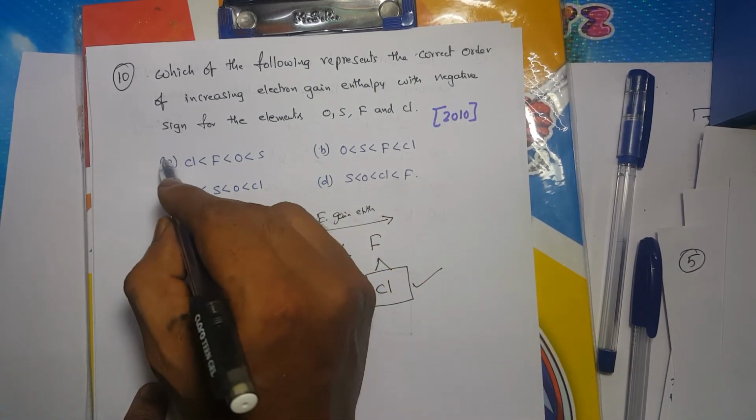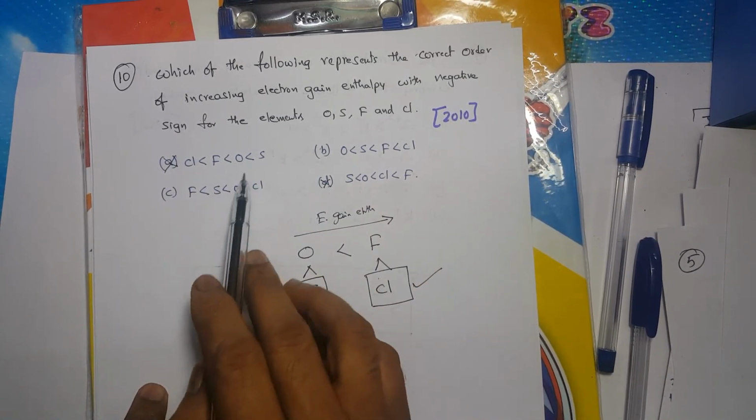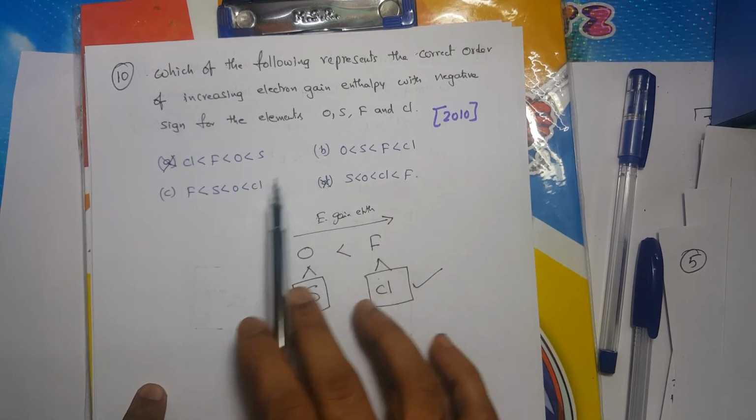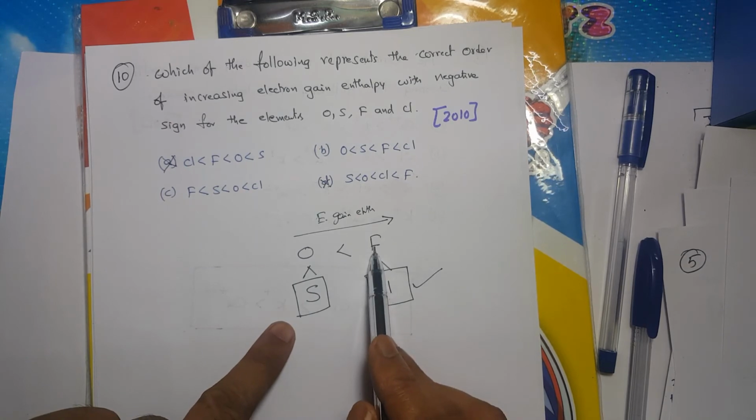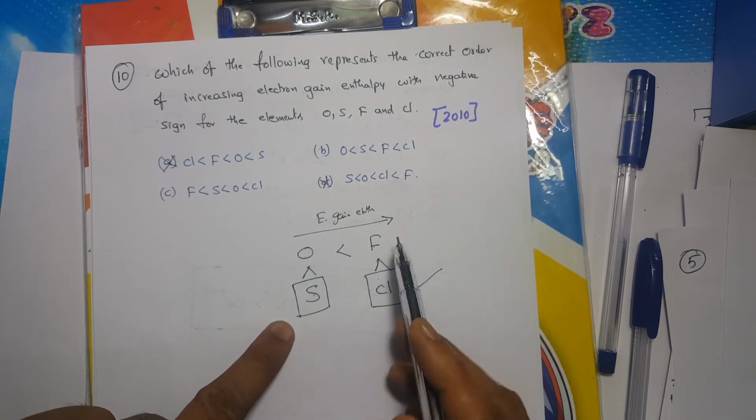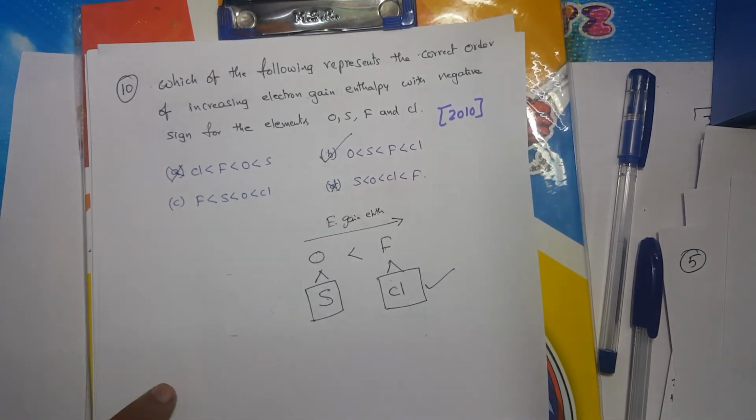So that's why we can skip these two options, because sulfur and fluorine don't have it. Chlorine has the highest electron gain enthalpy. After chlorine, fluorine, then sulfur, then oxygen. So this is the answer.